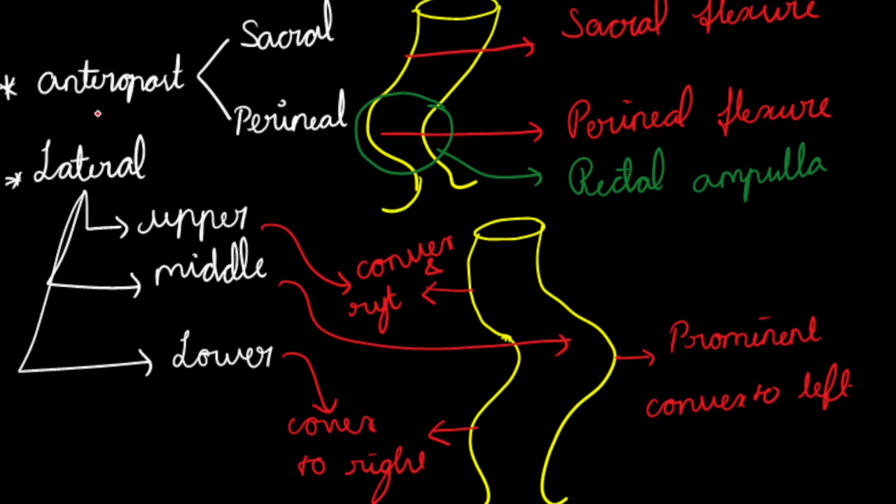So in the case of the rectum, we have two different types of curvature: antero-posterior and lateral. In the antero-posterior, we have the sacral and perineal flexure. The sacral flexure is here and the perineal flexure is here, and this area of the perineal flexure has the dilated end of the rectum, which we already saw, the rectal ampulla. Regarding the lateral curvature, there are three: upper, middle and lower. The upper curvature is convex towards the right side. The middle curvature forms the prominent portion and is convex towards the left. The lower curvature is convex to the right side. You can see in the image.